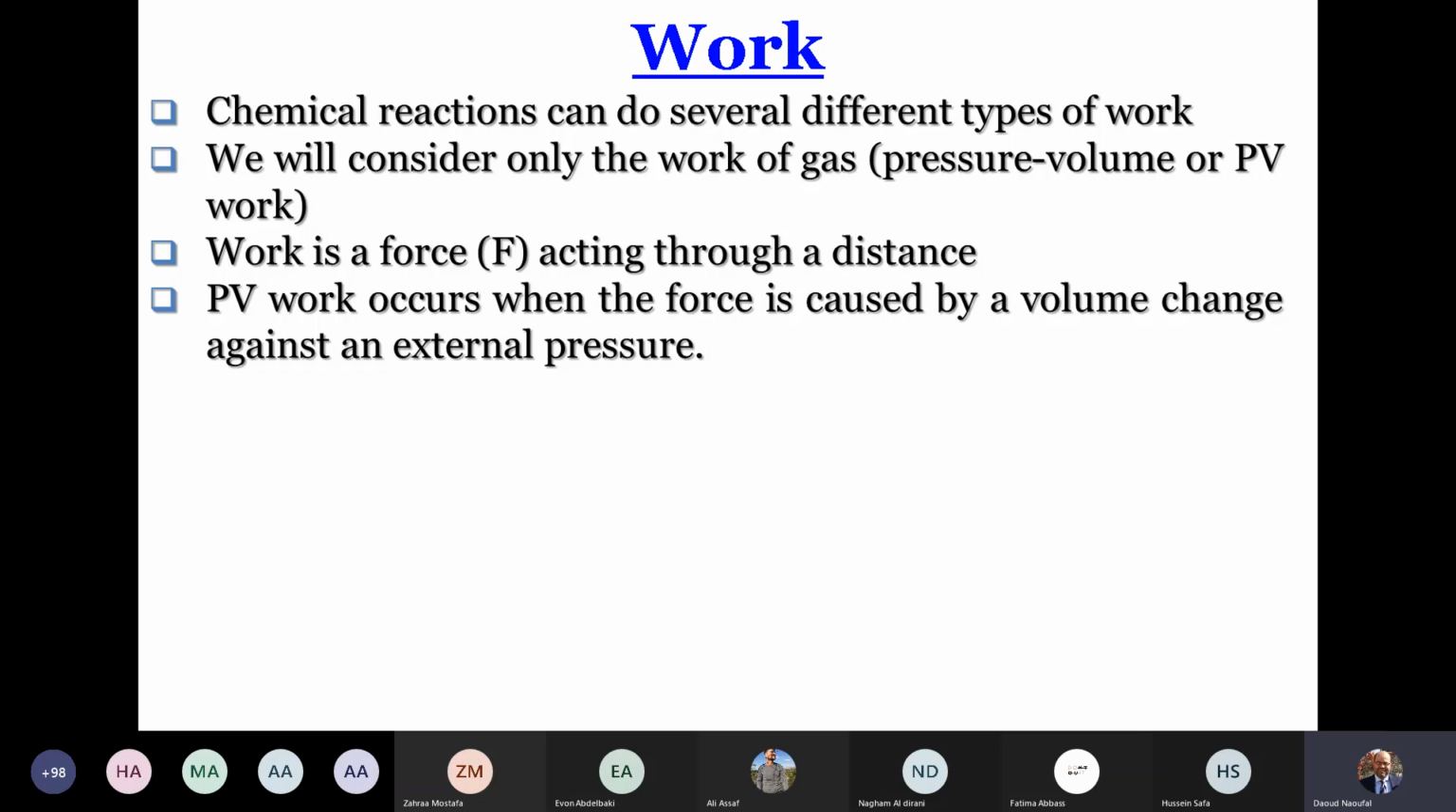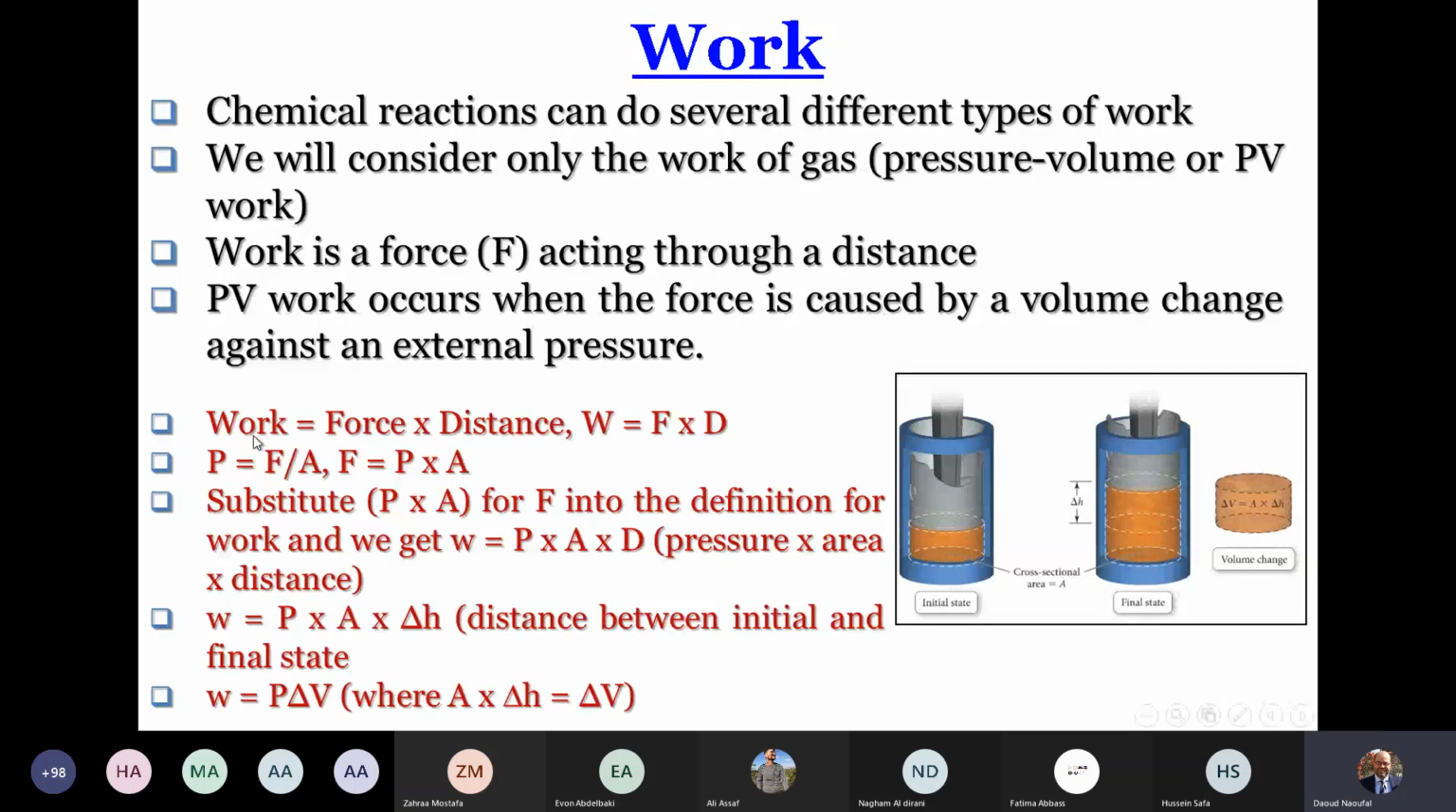So the work is equal to the force times distance, W equals F times D. And we know that the pressure is force over area, so F equals PA. Substituting PA in the expression of the work, W equals FD, so W equals the pressure times the area times the distance.